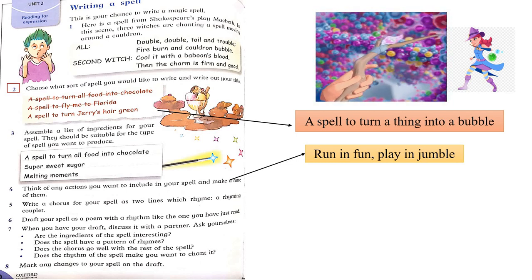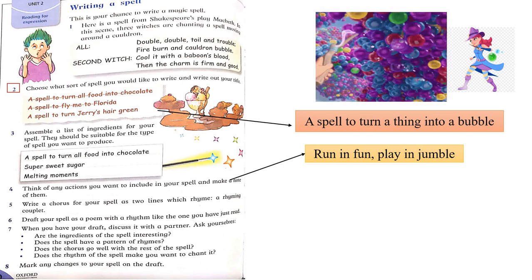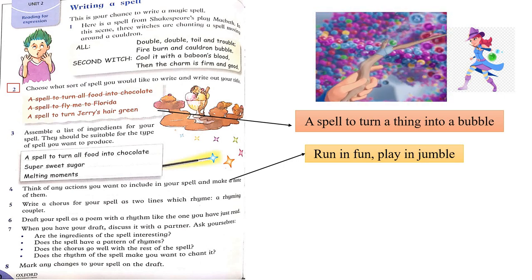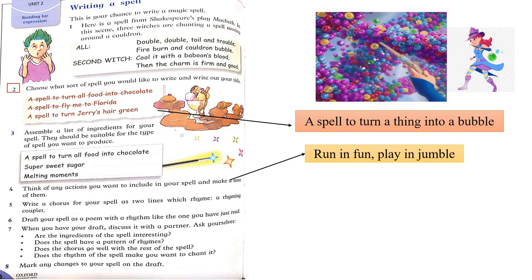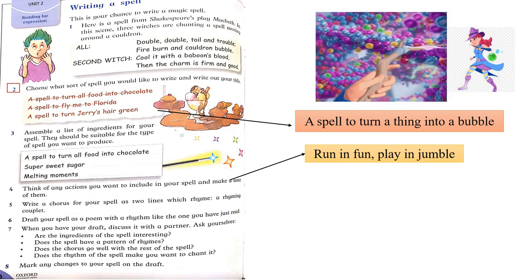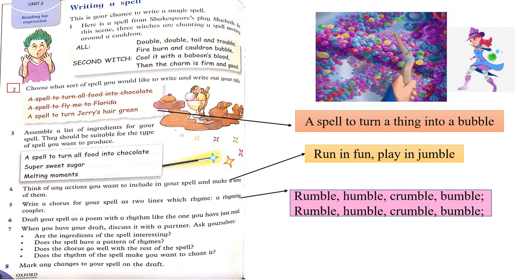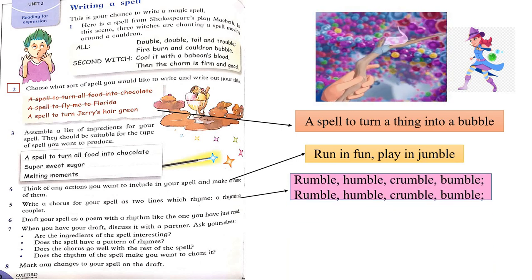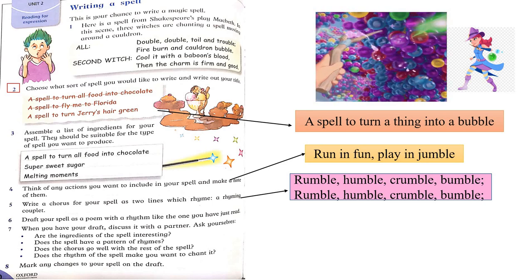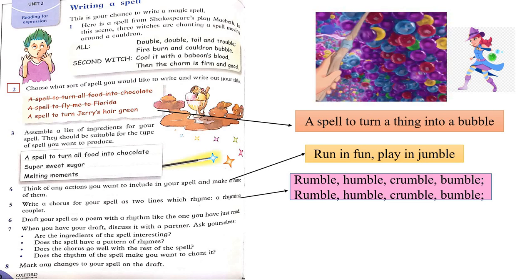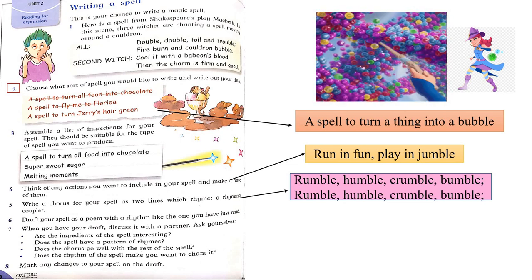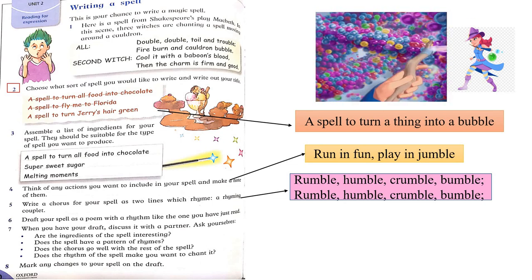The fifth question is, write a chorus for your spell as two lines which rhyme, a rhyming couplet. The rhyming couplet that I have selected, which comes on repeat mode, is rumble, humble, crumble, bumble. Draft your spell as a poem with a rhythm like the one you have just read.